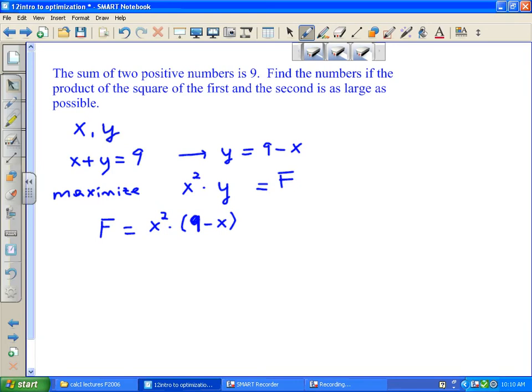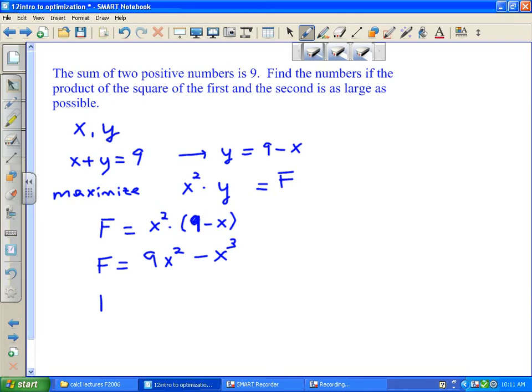Okay, what should I do at this point? Distribute it. So we have 9x squared minus x cubed. This one does not have such an easy graph to guess, right, because it's a cubic. Okay, what do we do now? Take the derivative and set it equal to 0.